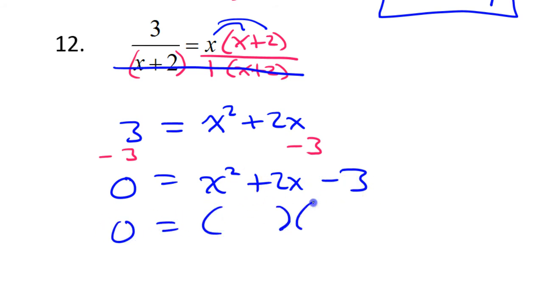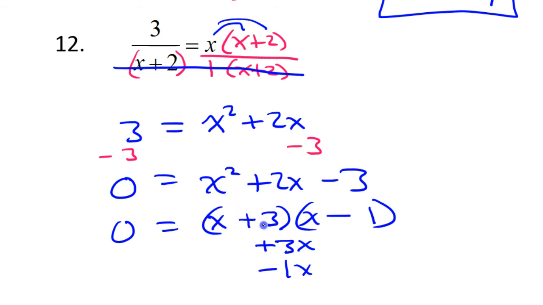Okay, so I'm going to factor this. So that's x times x to make x squared. 3 can only be 3 times 1. Now inner plus outer must equal the middle. Inner I have 3x, outer I have 1x. To get a middle of positive 2, I need a positive 3 and a negative 1. So there's my positive 3, there's my negative 1. Positive times a negative will make the negative 3 that I need, so this is good.